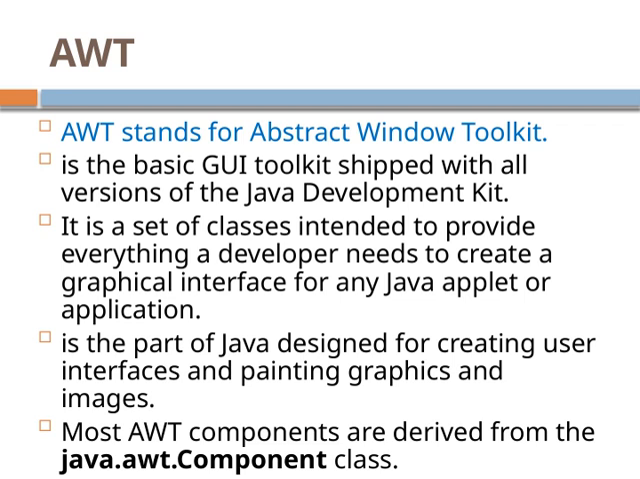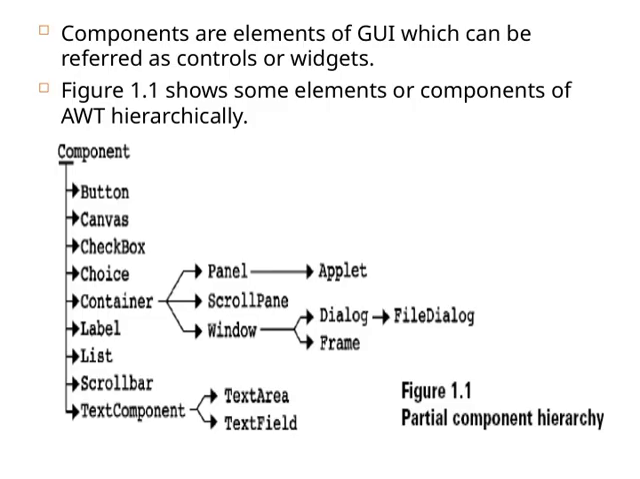Overall, AWT is a key part of Java because it's specifically designed for creating user interfaces and painting graphics and images. It helps us craft visually engaging applications while maintaining platform independence. As we explore more about Java's GUI capabilities, keep in mind that understanding AWT is fundamental to mastering how Java interacts with users visually.